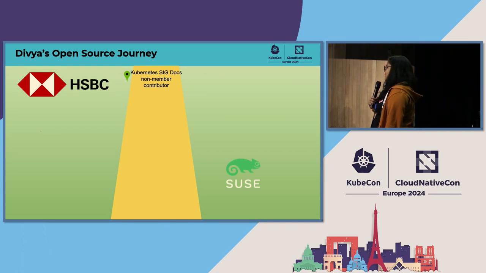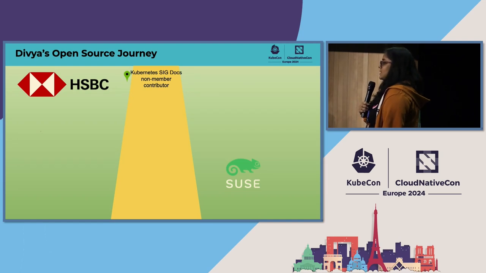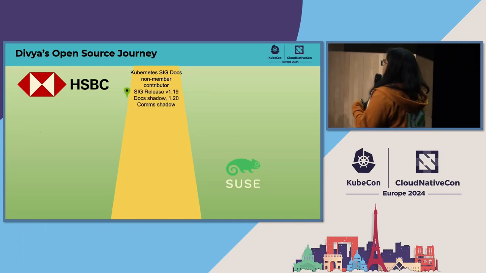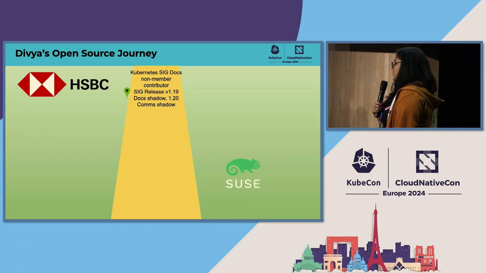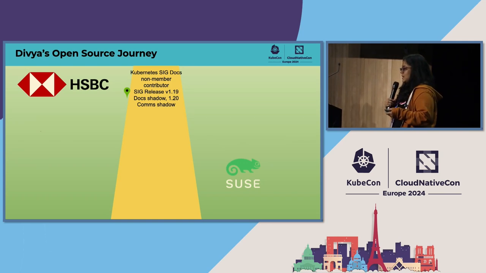Somehow I ended up seeing this notification for a SIG Release shadow program. I did not even understand what it was about, but I was like, oh, there's something to do with docs in it. Maybe just try applying for it. And that's how I ended up being a shadow on the docs side of things and then moving on to the comms bit. We have different verticals within the release team itself that churns out your Kubernetes versions every quarter. So basically, I ended up doing the shadowing for these two verticals.